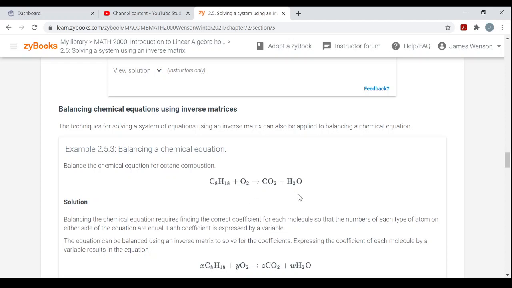So I'm going to write out this chemical equation here, and we'll see what numbers I need to put on these molecules so that the number of atoms of carbon on the left is the same as the number of atoms of carbon on the right, and the number of atoms of hydrogen on the left is the same as the number of atoms of hydrogen on the right, and the number of atoms of oxygen on the left is the same as the number of atoms of oxygen on the right. So I'm going to have several equations to write here.